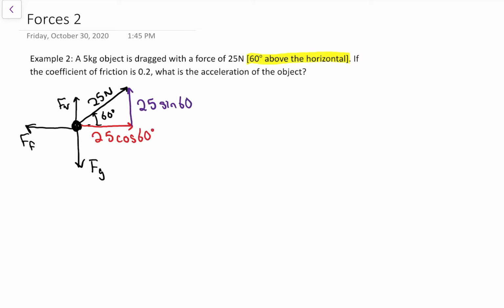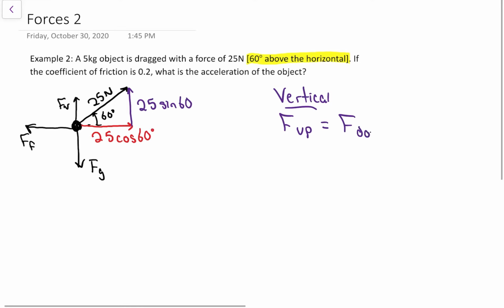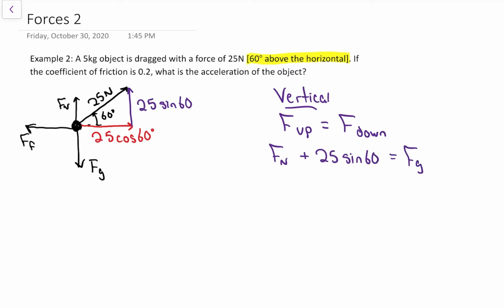We start with the vertical. We need the normal so that we can work with the coefficient. Looking at the vertical, it's not a boring case. Whatever's happening in the up direction is completely canceled out by what's acting in the down direction. In this case, we've got two upward forces. The normal force is upward, and the 25 sine 60 is upwards. The only downward force is gravity.